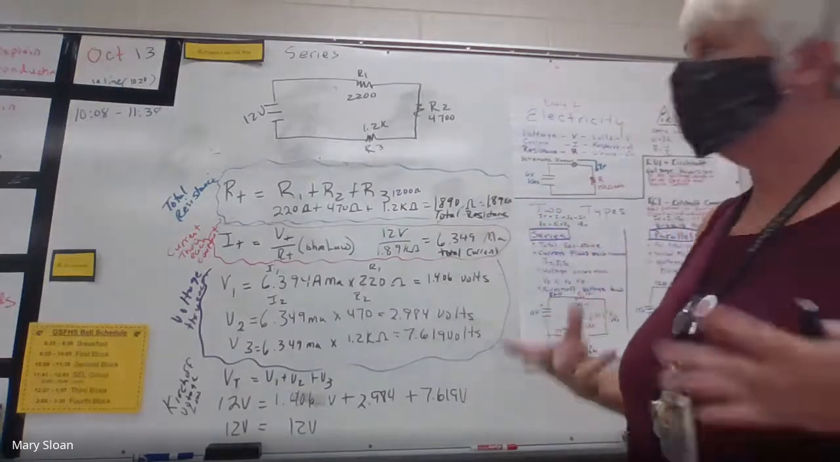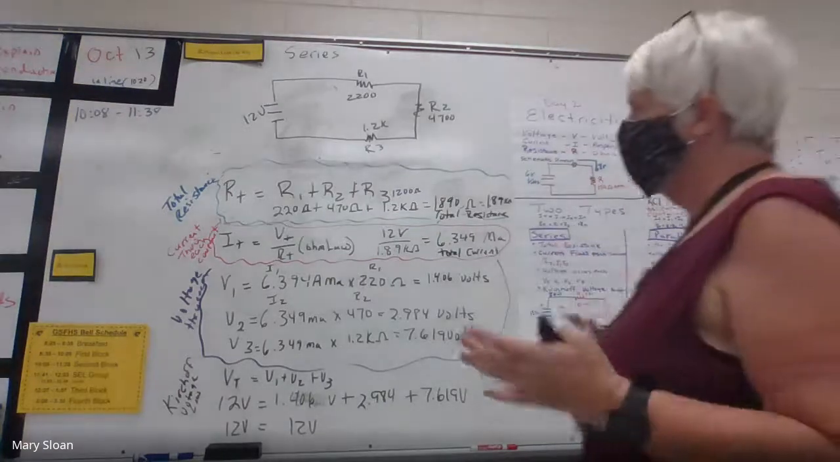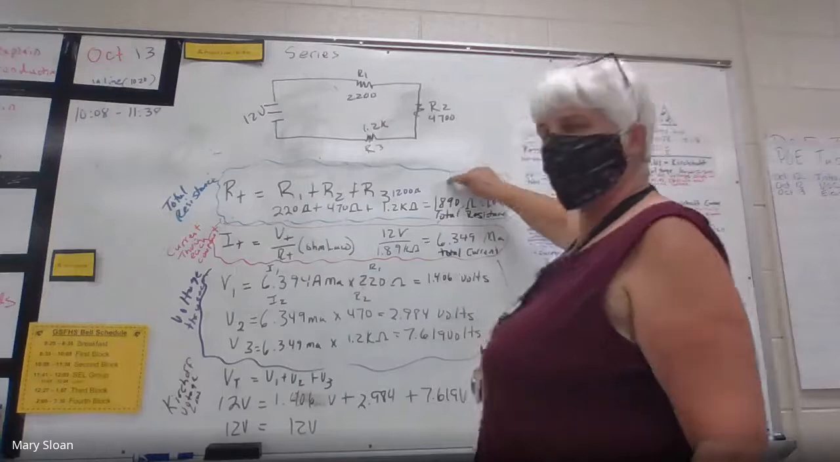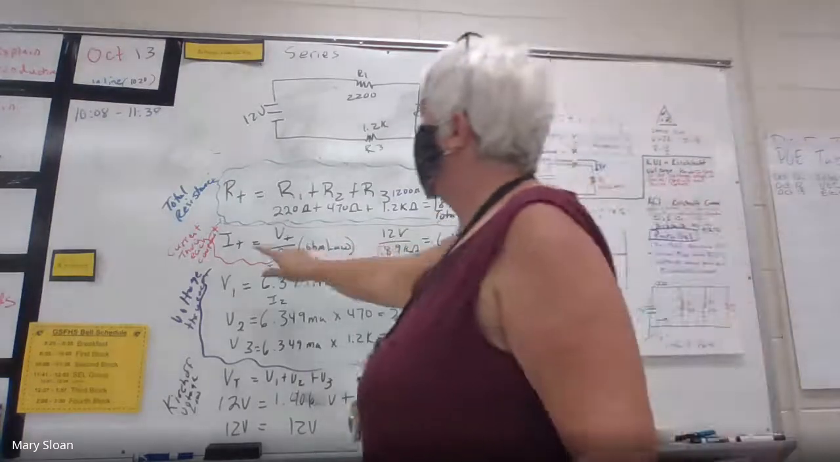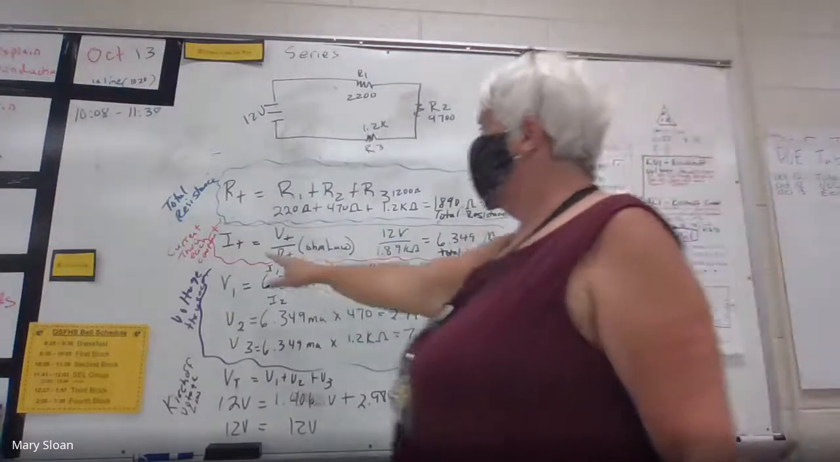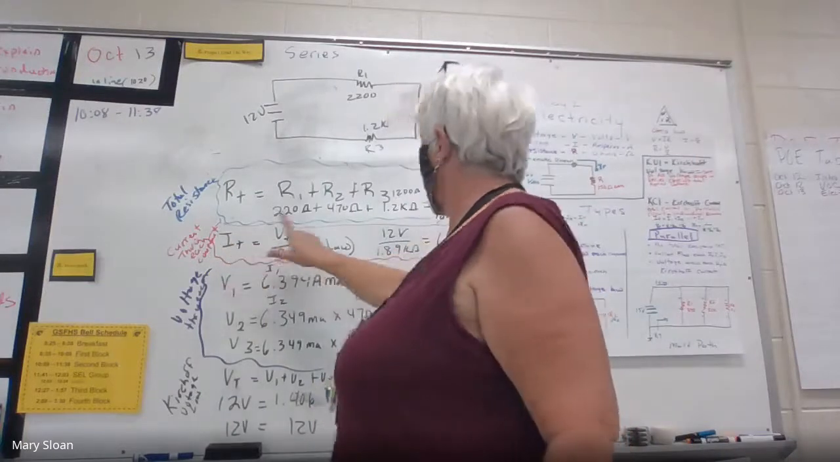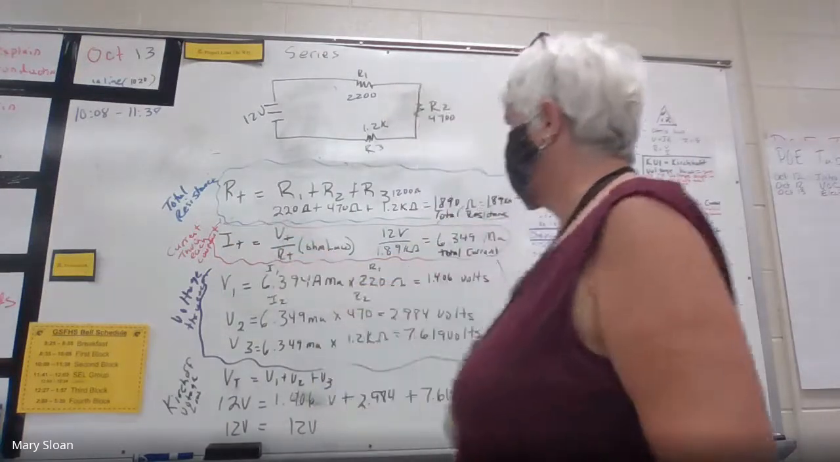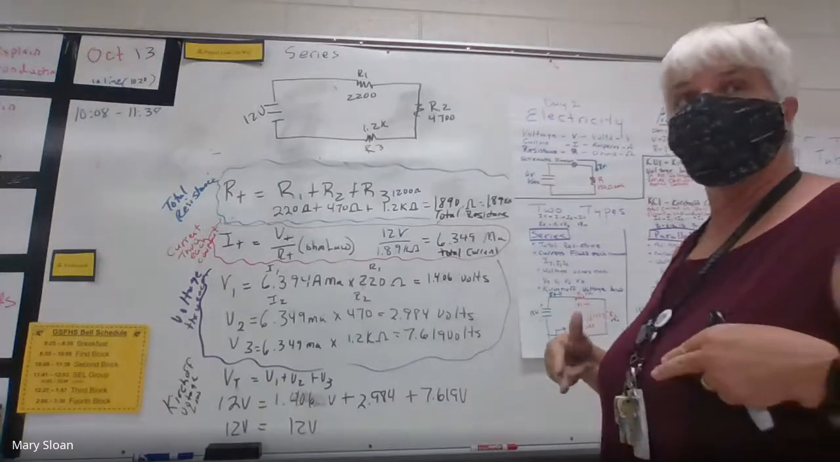So the first thing you have to do when you're doing a series is find the total resistance. Okay? The next thing you have to do is find I, and remember, I is current. So now we're going to do I total equals your voltage total over your resistance total. So we only have one battery, right, Kate?